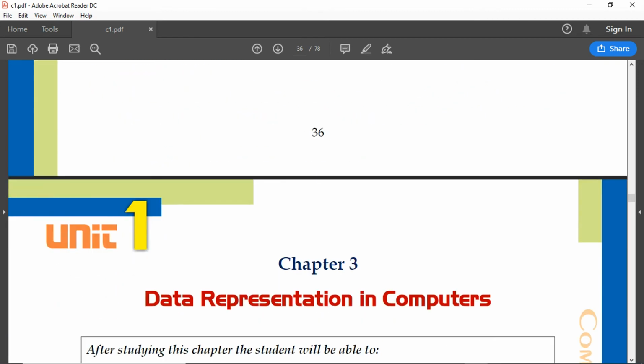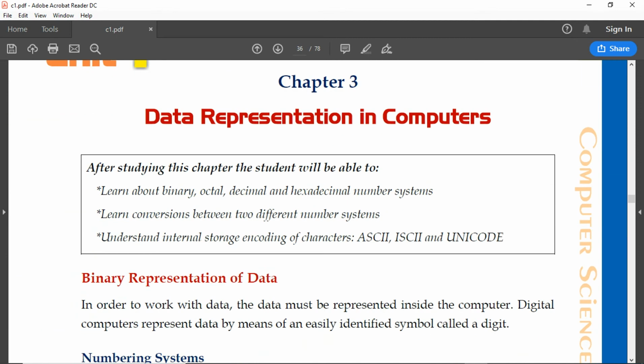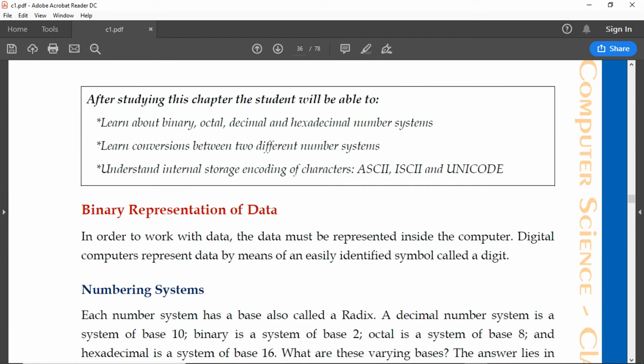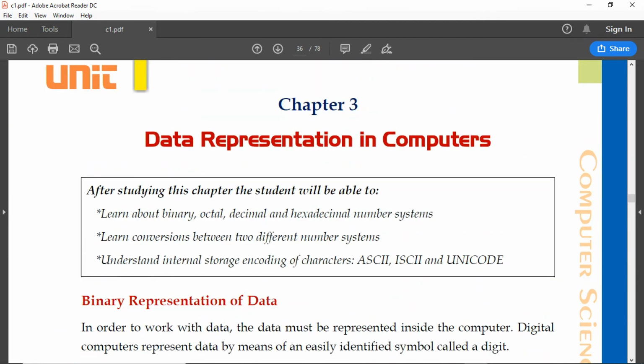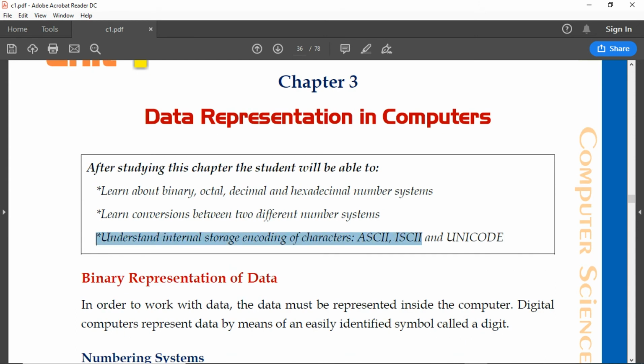Chapter 3. Data representation in computers. After studying this chapter, the student will be able to learn about binary, octal, decimal, and hexadecimal number systems. Learn conversions between two different number systems. Understand internal storage encoding of characters: ASCII, ISCII, and Unicode.